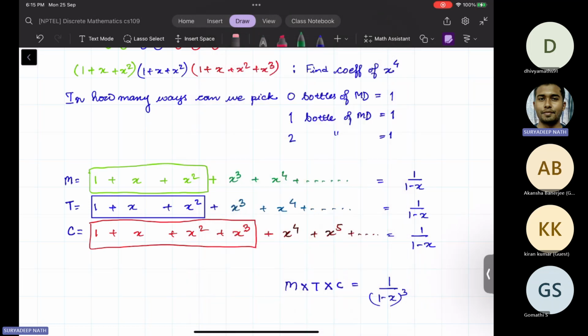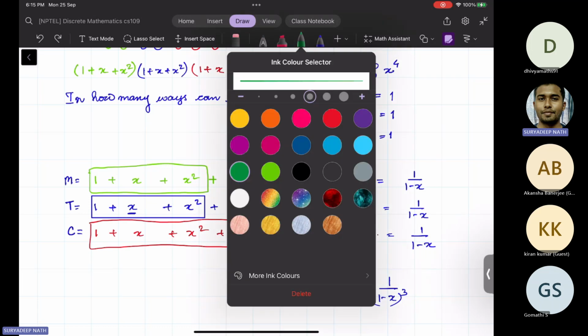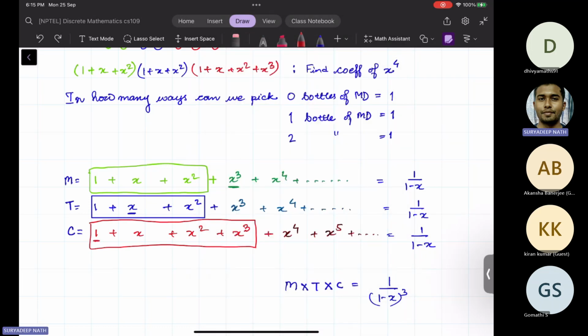So if I pick, let's say, x to the power 3 from here, and if I pick x from the thumbs up portion, and if I pick 1 from Coca-Cola, that is, I'm not picking anything from the Coca-Cola box, we are still counting it. This will also feature in the product of this infinite sequence, but that is actually not feasible because there are only two bottles of Mountain Dew present. So we cannot use the infinite sequence. So the trick is, when can we use that infinite sequence and when can we not use the infinite?